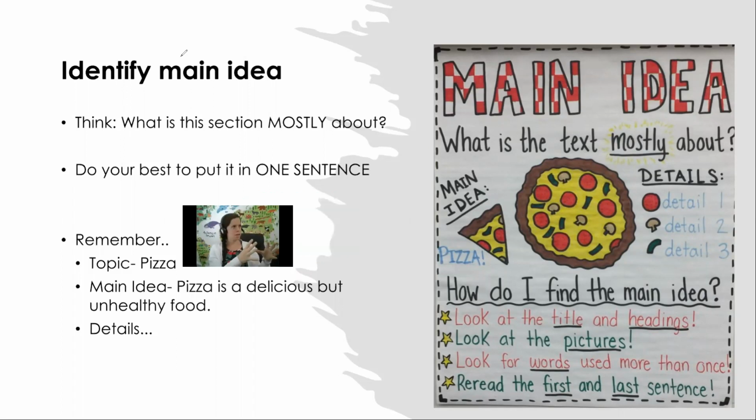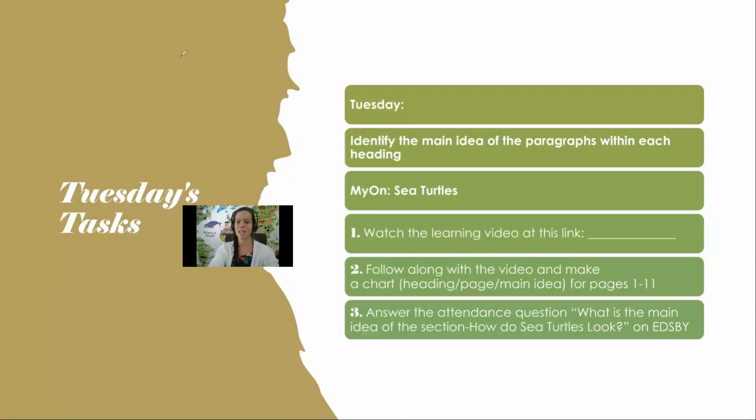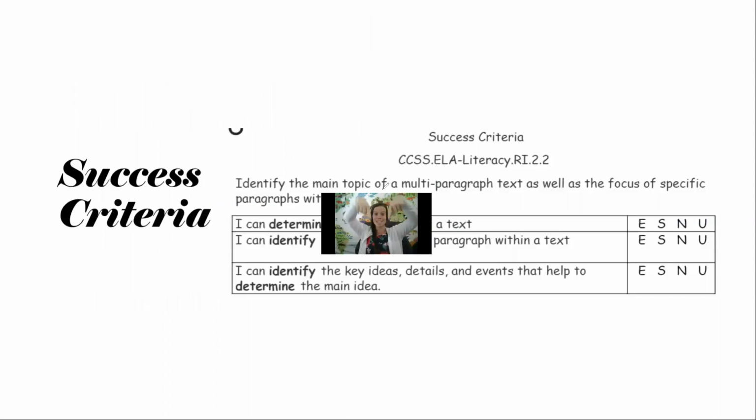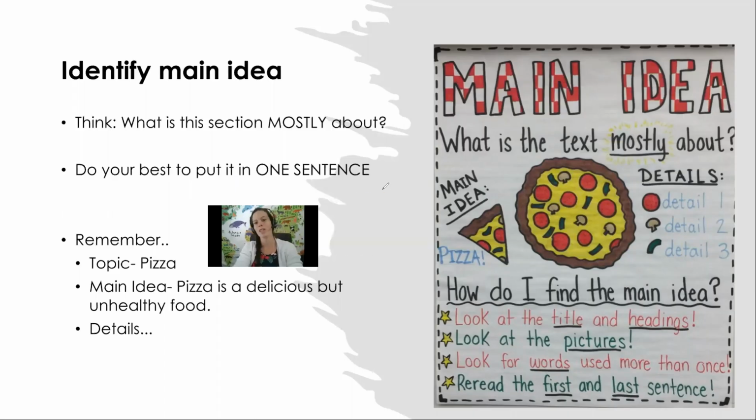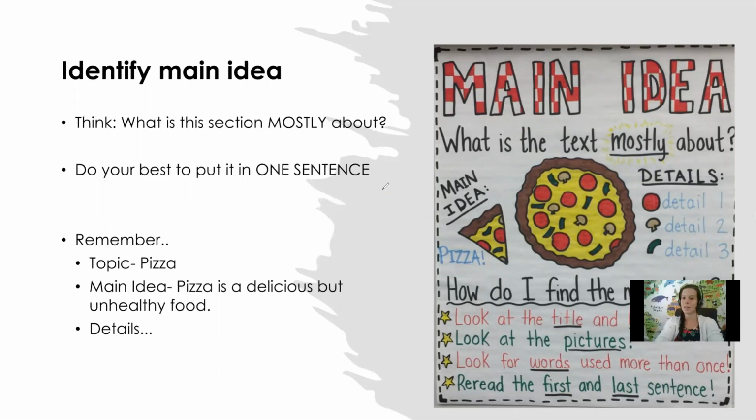A topic could be a thing like pizza, dolphins, school. Okay, but the main idea is more focused on, okay, what about pizza? You could say, pizza is a delicious but unhealthy food. Okay. And the reason you know that is because we look at all of those details to help us identify that main idea. Okay. So look at all the details.